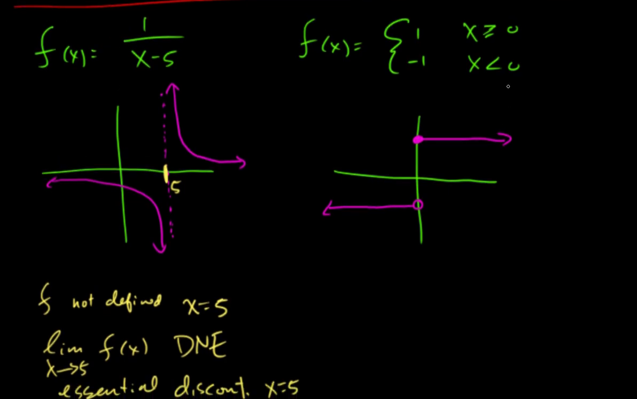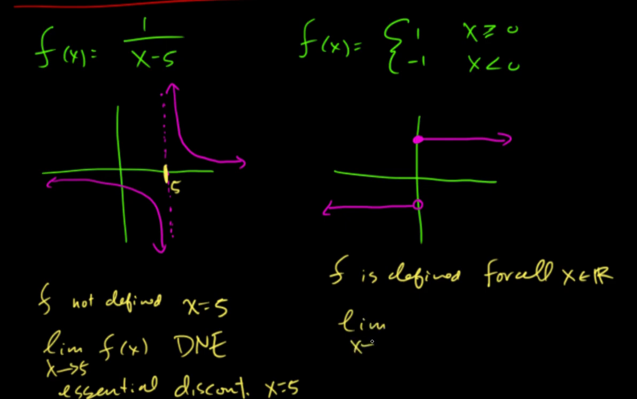Okay, now moving to this one. So we have a piecewise function. So there's definitely a jump involved here. So f is defined for all real numbers, but there's a jump. So the limit as x approaches 0, because that's where the jump occurs, of f of x does not exist.